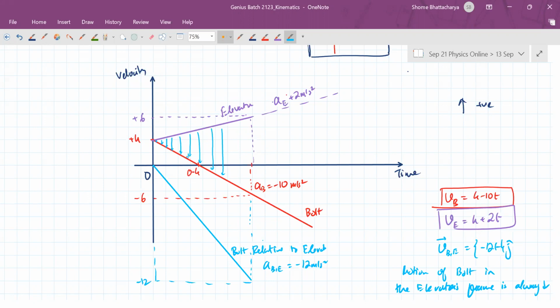Sir, but isn't t equal to 0 the same for the graphs? Exactly, so that's why it is applicable only from 0 onwards. It's not applicable from before 0. So the only graph that will continue over here is the elevator's one. The bolt and the relative motion graph are only limited from 0 to 1 second, because at 0 the bolt starts falling, and at 1 second it hits the floor.